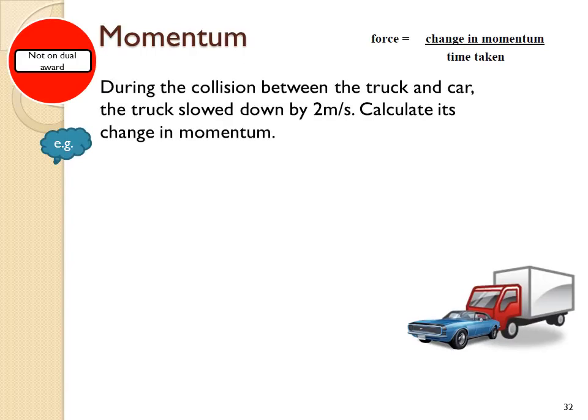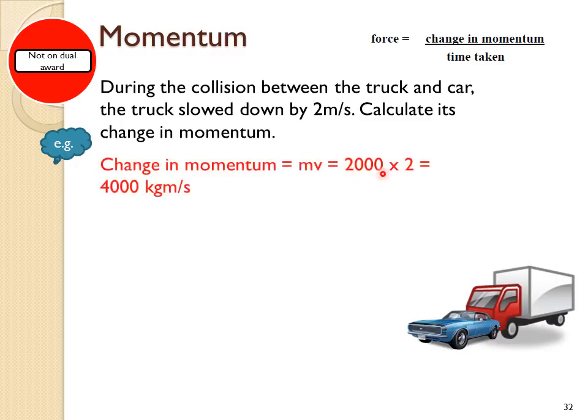During the collision between the truck and the car, the truck slowed down by 2 meters per second. This allows us to calculate its change in momentum. It had a mass of 2,000 and it's changed its velocity by 2, so the change in momentum of the truck is 4,000 kilogram meters per second.